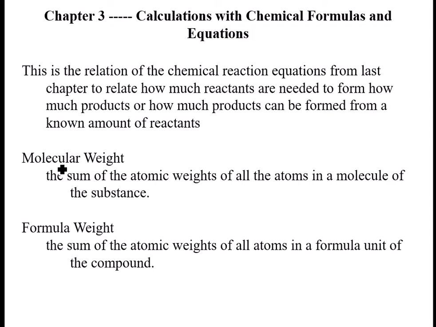Before we start that, we need to first define the term molecular weight, which is the sum of the atomic weights in a molecule, and formula weight, which is the sum of atomic weights in a formula unit. A formula unit is basically an ionic compound. So these two definitions are essentially the same thing. It's just that this is for a molecular compound and this is for an ionic compound. That's the only difference there.